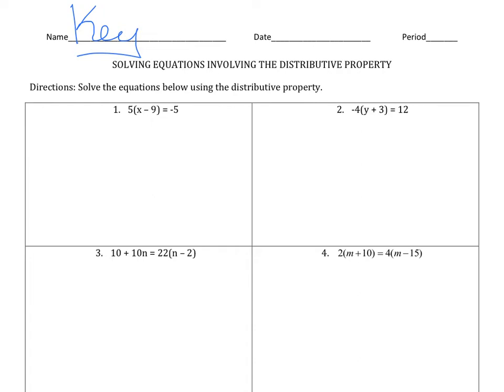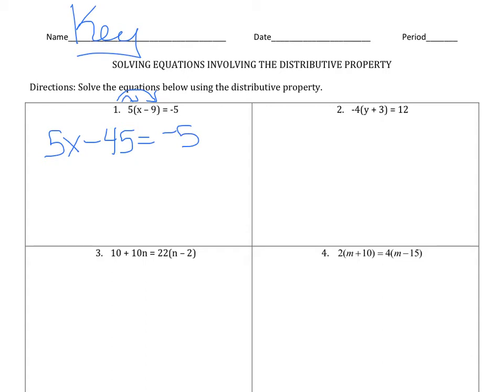Okay, today we are going to solve equations using the distributive property to help us. The very first problem, we have 5 times x minus 9 equals negative 5. The very first thing we are going to do is to distribute the 5 into both terms. 5 times x is 5x. 5 times 9 is 45. So it'll be minus 45 because it's minus 9.